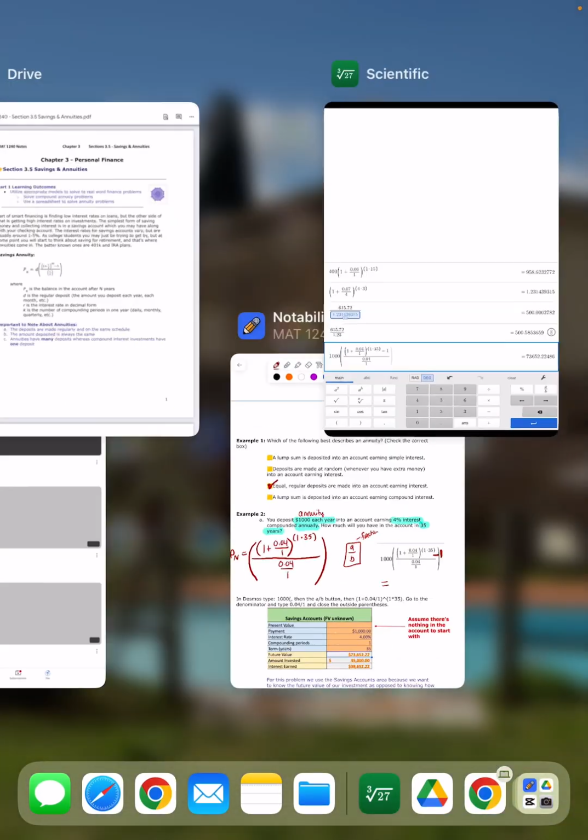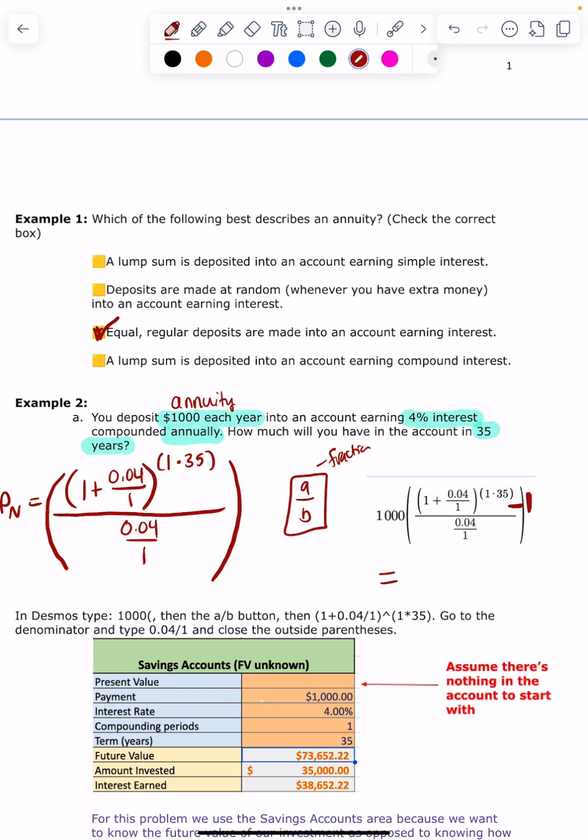I don't know why it does that to me. It changes, my notability goes away. That's how much you'll have in the account after 35 years.